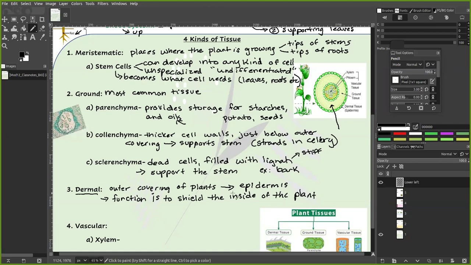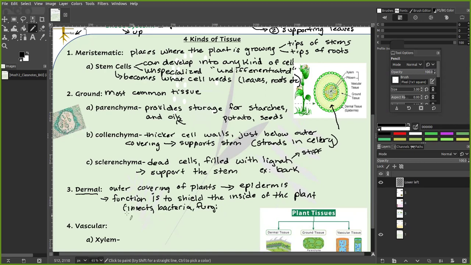And that's really shielding it from anything outside the plant that's harmful. Shields it from insects, bacteria, fungi, anything that could cause it damage, just like our skin does.